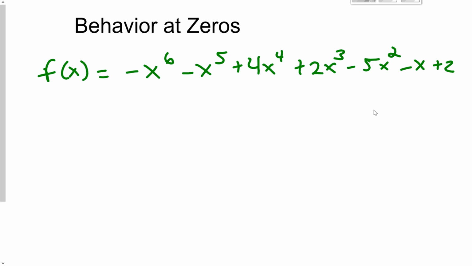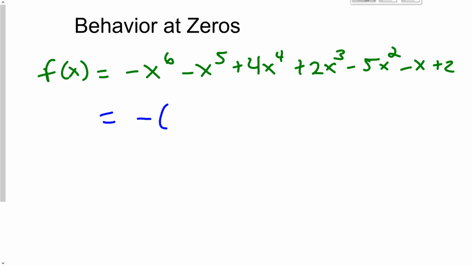So here we have a polynomial f of x equals negative x to the 6th minus x to the 5th plus 4x to the 4th plus 2x cubed minus 5x squared minus x plus 2. What you can do is find the zeros by listing the possibles and running through synthetic division, and it ends up to be factored. So you could factor this with a negative on the outside, because it's a negative x to the 6th, so our a would be negative.